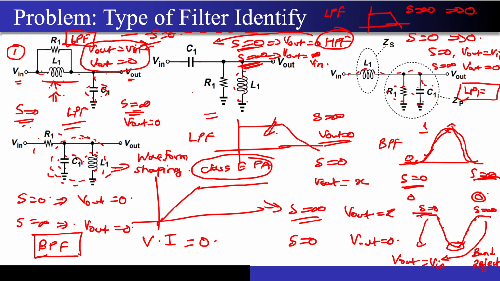Right, so now let's try to see what we have. Let's go into the second part now. So let's begin with these problems. We were identifying the filters just by looking at the circuit, right? What we discussed was to check the boundary conditions, that is, put s equal to 0 and s equal to infinity and check what kind of response you are getting.